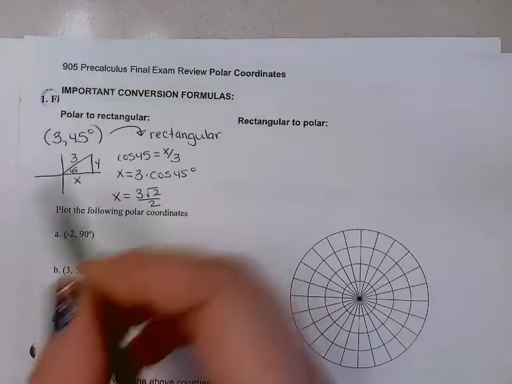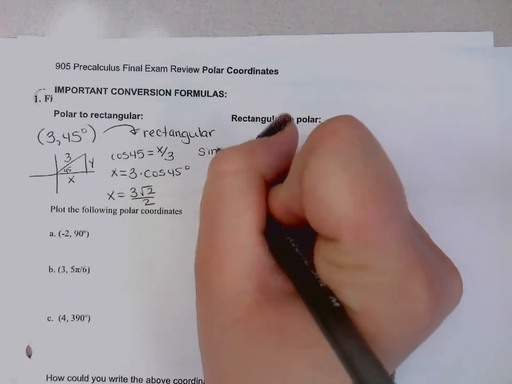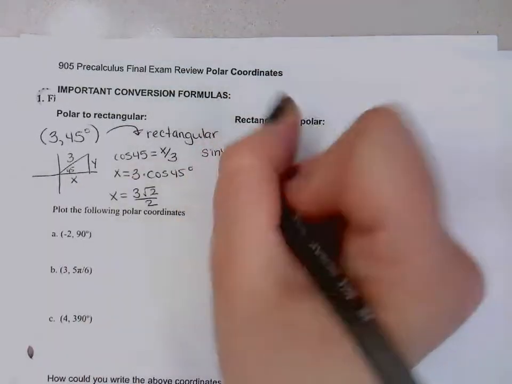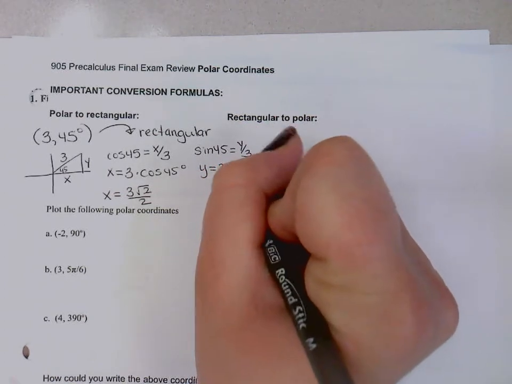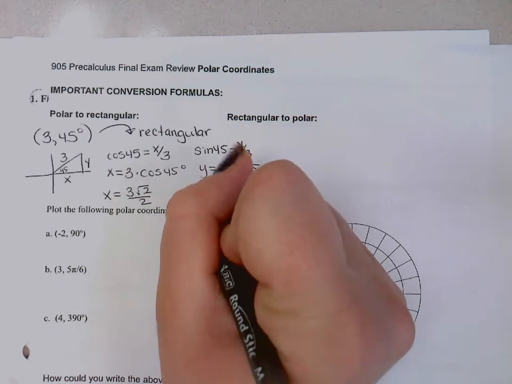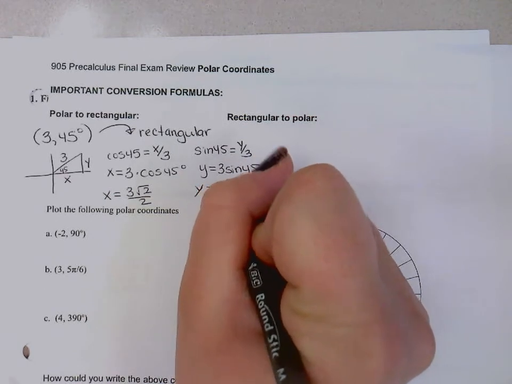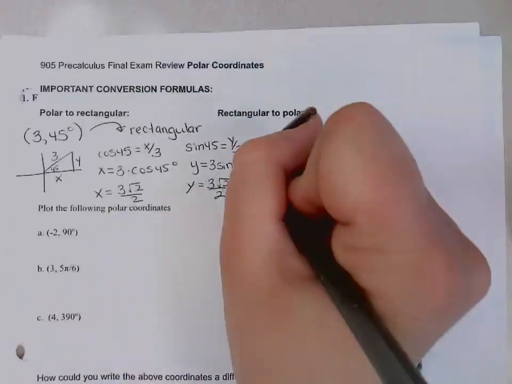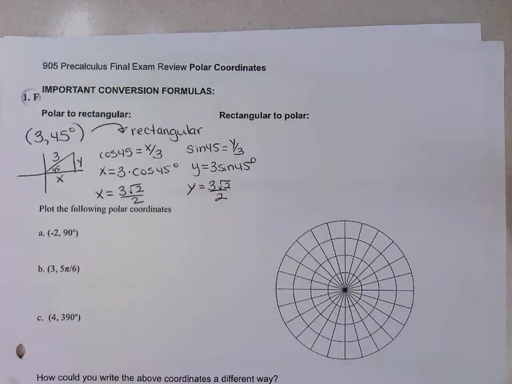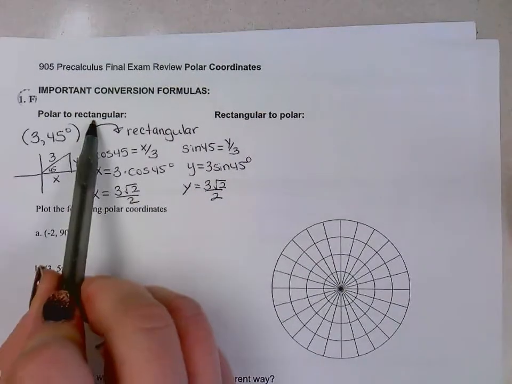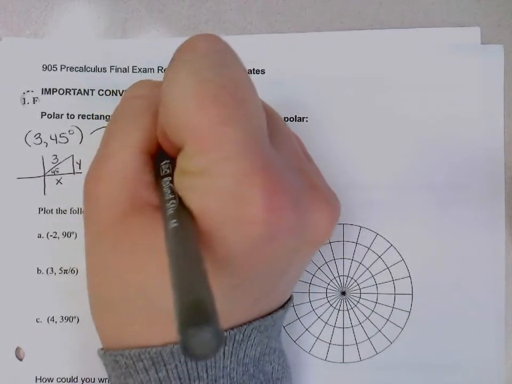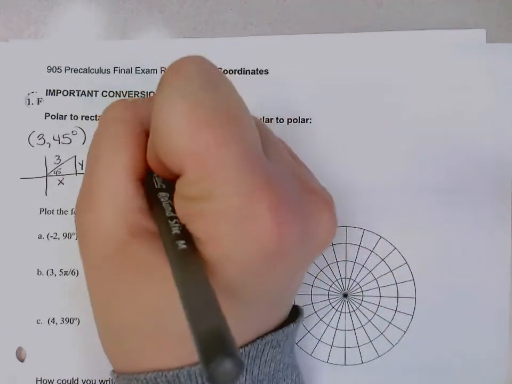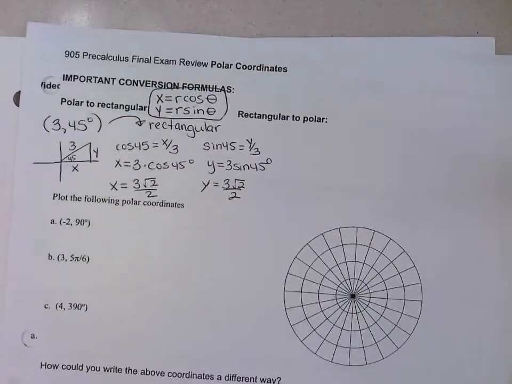So I do the same thing for my y value. The sine of 45 degrees in this triangle is y over 3, opposite over hypotenuse, or y is equal to 3 times the sine of 45, which is also equal to the same thing, 3 root 2 over 2, because a 45-degree angle has both sine and cosine of root 2 over 2. So the big takeaway, whenever you want to convert from polar to rectangular, x is equal to r cosine theta and y is equal to r sine theta. So those are the two important formulas to know.